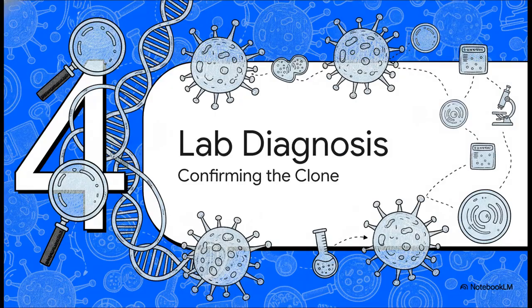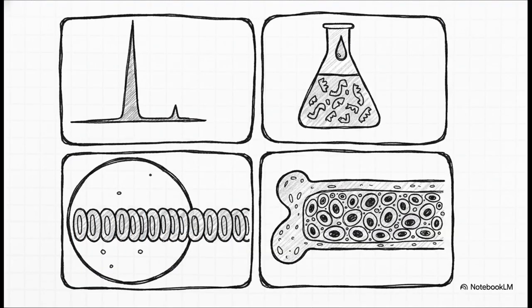This leads us perfectly into Section 4, lab diagnosis and imaging. When a patient presents with these symptoms, how do we act as detectives to confirm that clone is actually there? Let's rapid fire through these high-yield diagnostic facts. First off, we use serum or urine electrophoresis to hunt down that paraprotein spike.